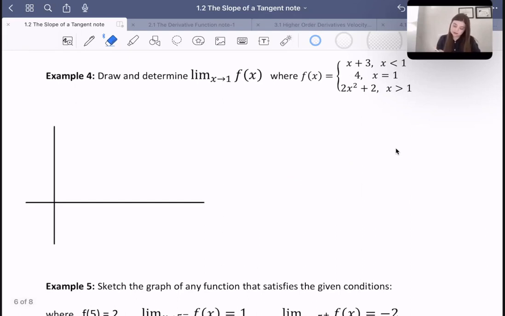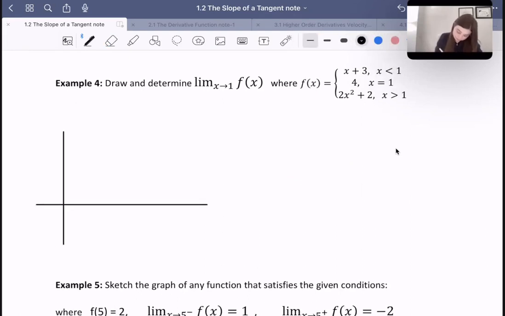So this next one, our first point is (1, 4). Actually, I'm going to just draw some tick points first. Okay, so (1, 4), like that. And then we have x plus 3 for when x is less than 1. So that's going to be here. And it's actually going to go to here. And now normally we'd have a hole here, right?